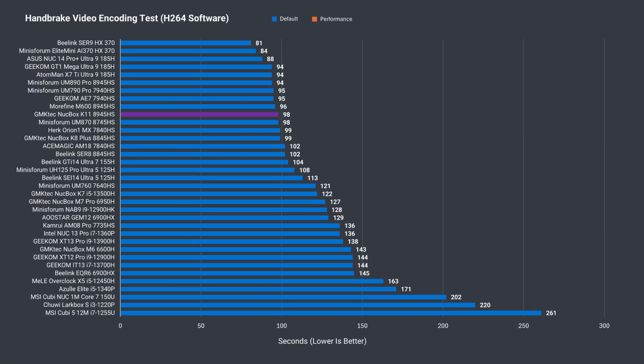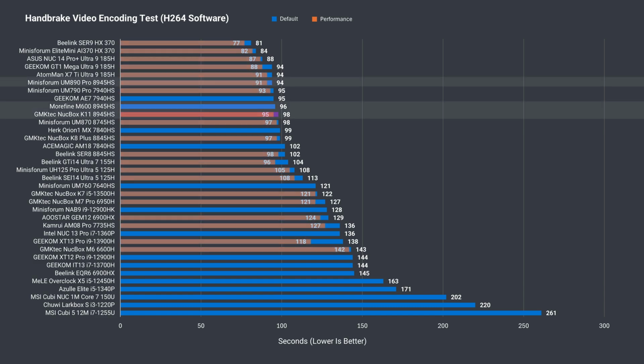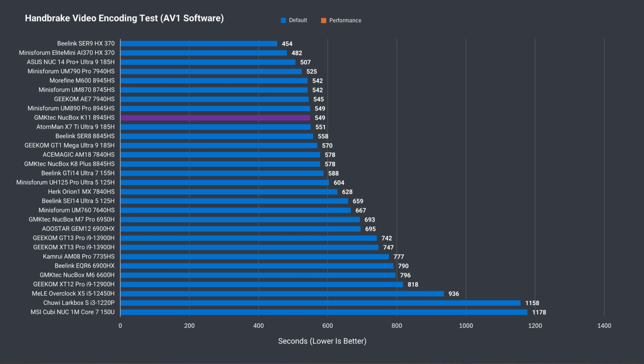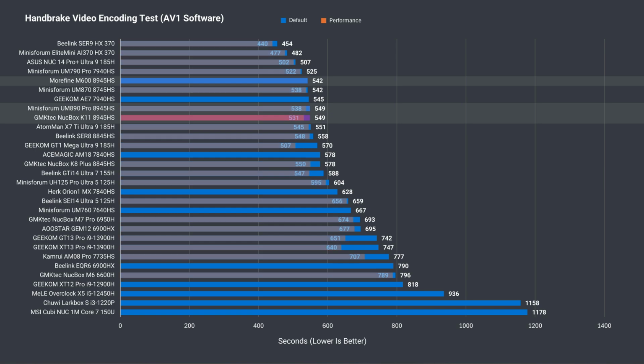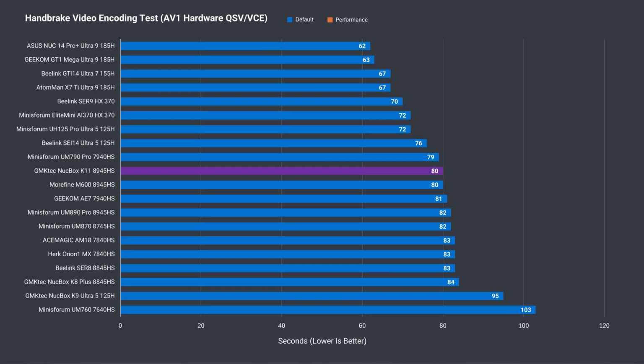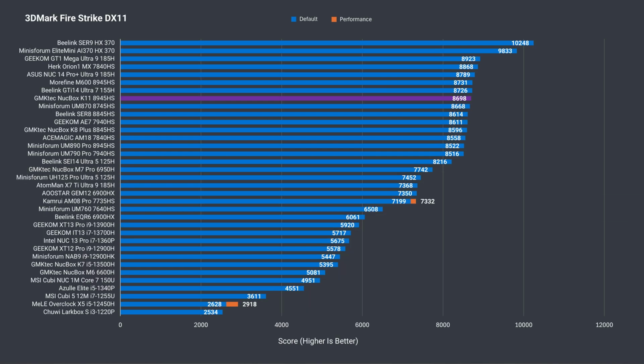So that's the synthetics. Here's an actual multicore test using Handbrake to encode video, and it shows pretty much the same thing, slightly behind by a few percent at worst. The long AV1 encoding test has the 8945HS minis shifting places, but with performance mode, it was actually the K11 that took the win. If we switch the AV1 encoding to the integrated graphics, the K11 performs like the best 8945HS result. And speaking of graphics, let's move on to 3DMark DX11.